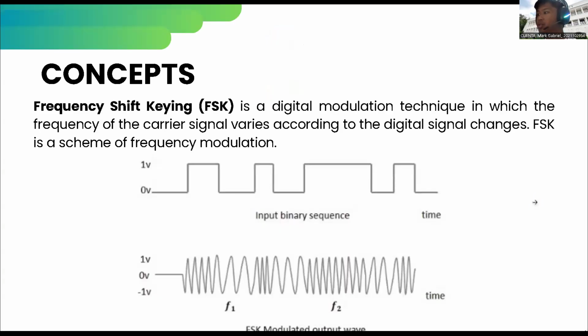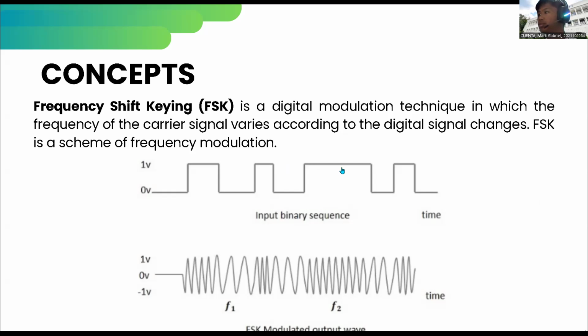So the frequency shift keying, or FSK, is a digital modulation technique wherein the frequency of the carrier signal changes according to the binary input signal. Logic 1 is represented by a high frequency and logic 0 by a low frequency. Unlike amplitude modulation, the amplitude remains constant while only the frequency varies. This makes FSK effective and less sensitive to noise in communication systems.